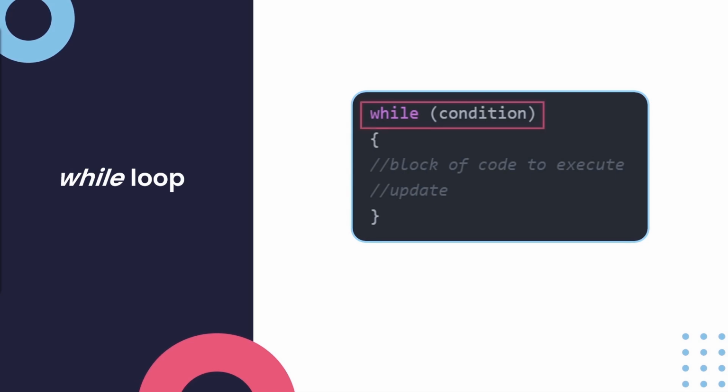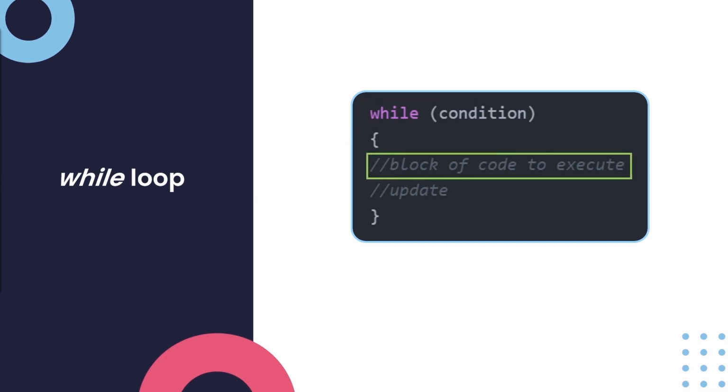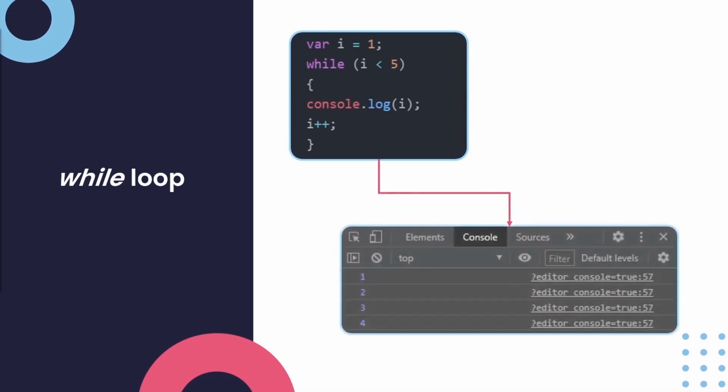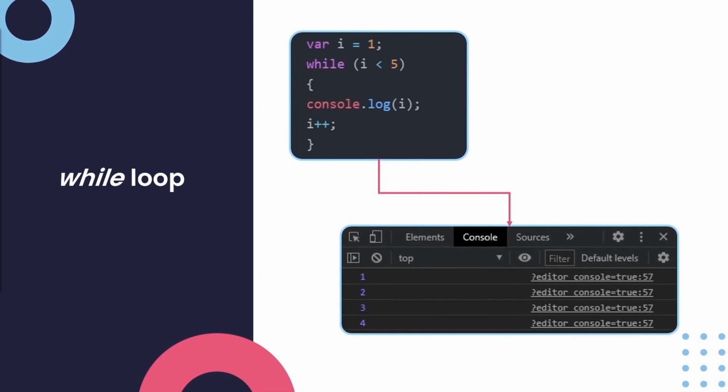Now, if we break this down, we call the keyword while, we then specify the condition that we want to test, and then we run the block of code, and then we update or increment our counter. Okay, so the structure is slightly different from that of a for loop. So let's have a look at an example. Now in this example, what you'll notice is that our code is slightly different from that of a for loop. And this is the output we would achieve with this while loop.